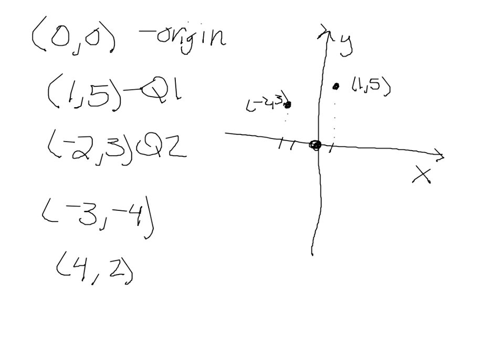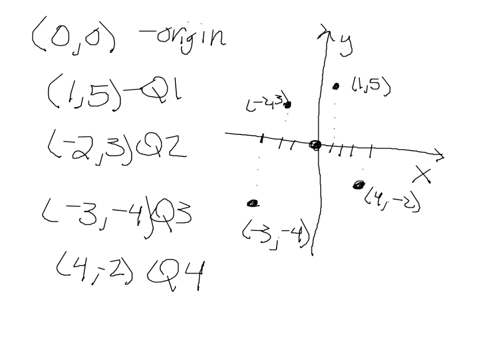Minus 3, 4, I'm going to move 3 units to the left. So there's 1, 2, 3, and down 4. 1, 2, 3, 4. That's in quadrant 3. Oh, I wanted to make that 4, negative 2. So 4 to the right and down 2. And this point's in quadrant 4.